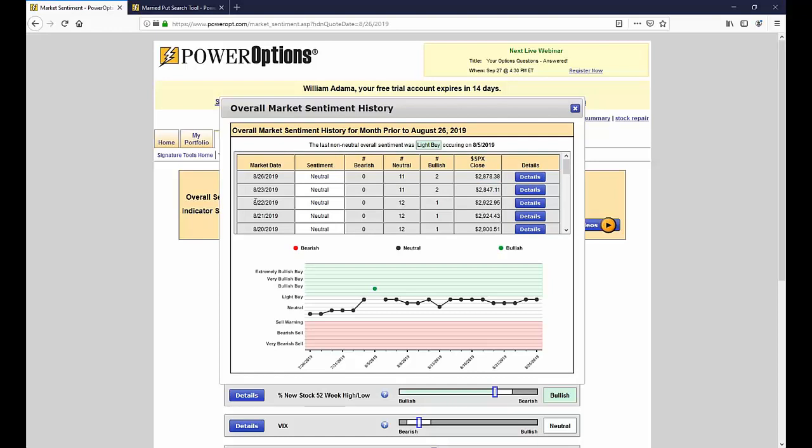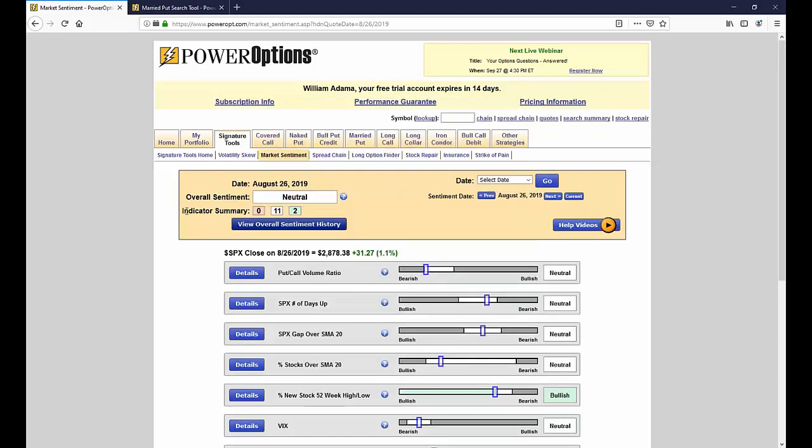Okay, we didn't hit a light sell here for that warning, but again, we're getting close to that peak there going into 8/26 as well.